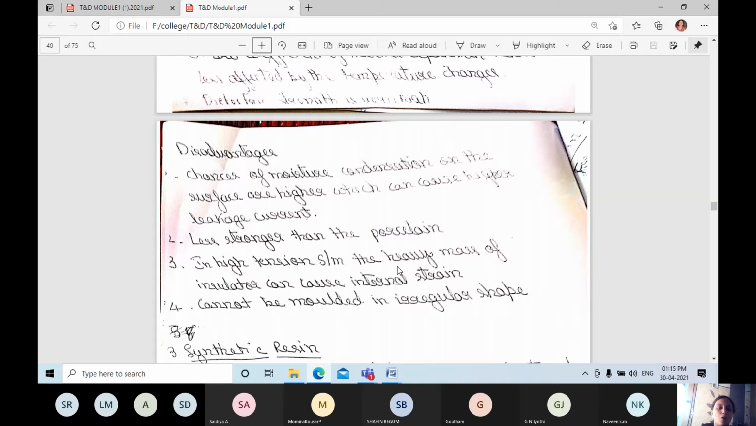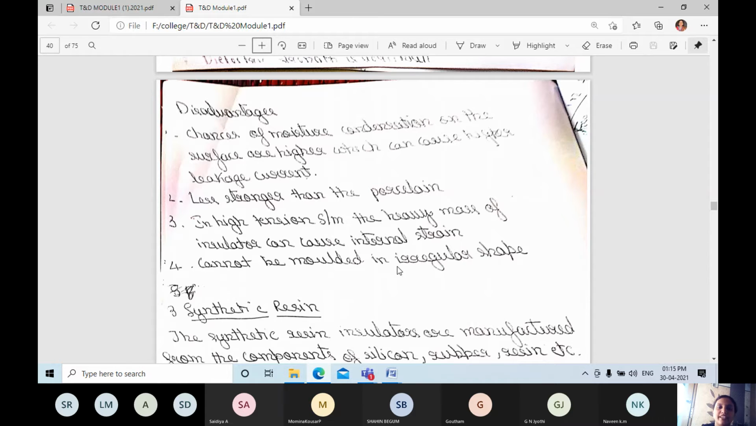Here, it cannot be molded in irregular shape. That is the main thing here. And there are chances of moisture condensation, that is, it can absorb moisture. That moisture content on the surface can cause a higher leakage current. If we observe the moisture content, it can cause a higher leakage current. These are the advantages and disadvantages of glass.